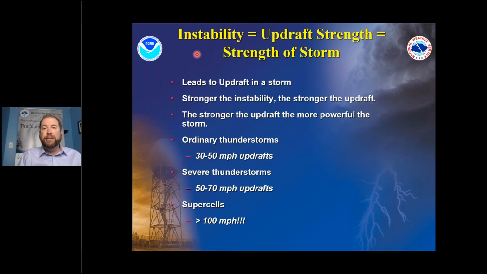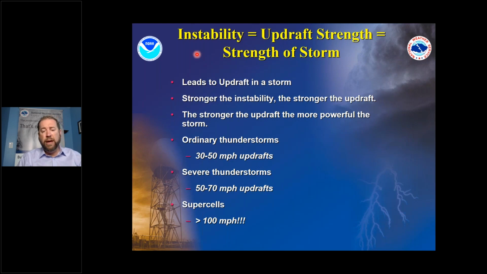That's where you get your breezy, normal thunderstorms. There's lightning, heavy rain, the wind picks up, and that's it. Not a huge deal. True severe thunderstorms, the updrafts are moving 50 to 70 miles per hour. That supports quarter-size hail, 60 mile per hour winds, because again, strong updraft, strong downdraft as the storm collapses can produce those strong winds and hail.